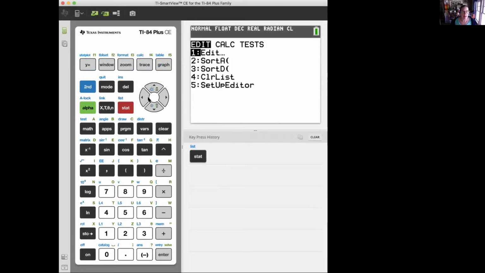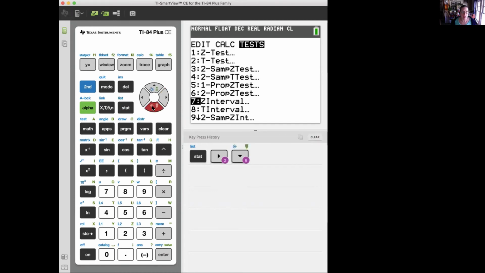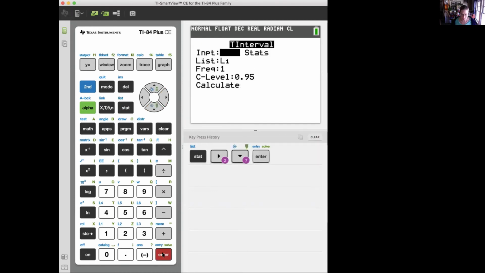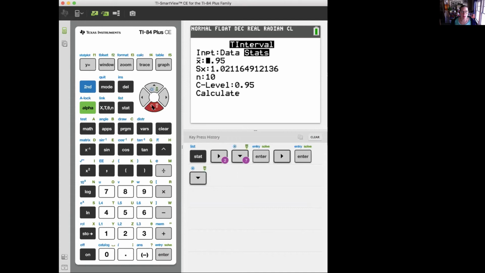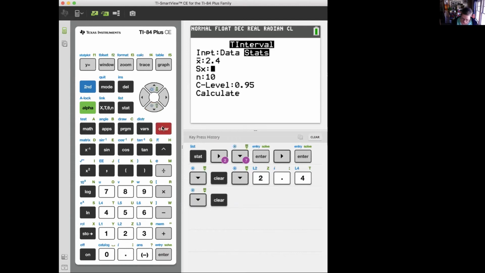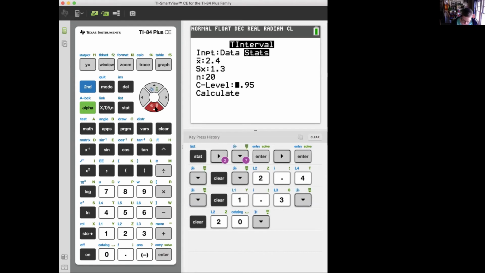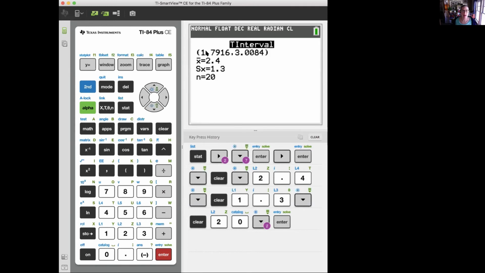Okay, we're going to go to Stat, arrow over to Calc, and down to 8, or you could just press the number 8 and press Enter. So we're still doing t-interval. Now again, data is asking for L1. We're not given raw data, so I'm going to arrow over to Stats, Enter, and now here's where I'm going to put in the sample information. So our sample mean, 2.4 hours per day on paperwork, sample standard deviation of 1.3, and how many people were in our sample? That was 20. Confidence level, double check. Yep, that's 0.9, not 95%, so 0.95. Press calculate, and there's our interval.